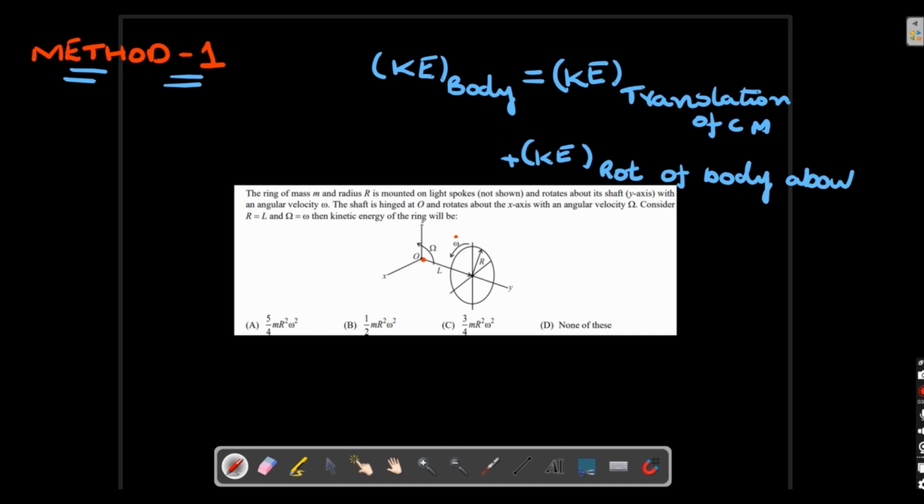This is the thing that we should remember. First of all, the translational kinetic energy of the center of mass is half m v square, where v is omega times L, since sigma is equal to omega. L is nothing but r, so it is half m times omega r whole square. Plus, because of its own rotation along the y-axis, we have half I omega square, with I equal to m r square.